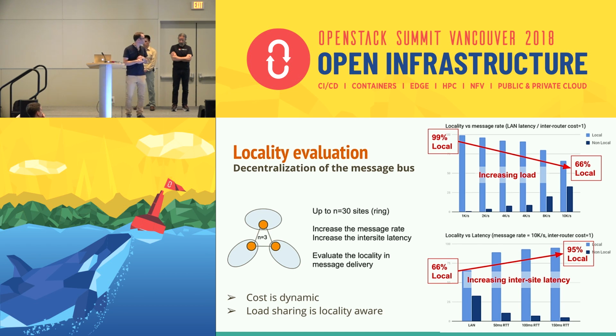The second graph shows you the impact of the latency between the sites. So here, if you increase the latency between your sites, the more latency you have between your sites, the more locality you will have. This is kind of interesting.